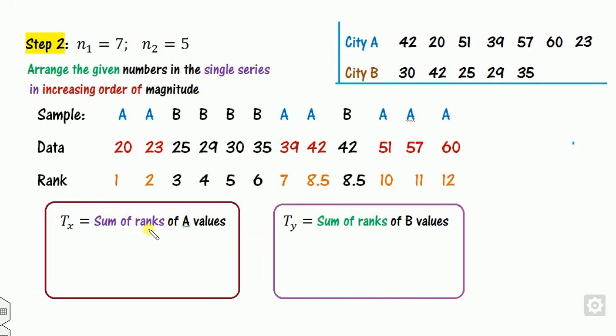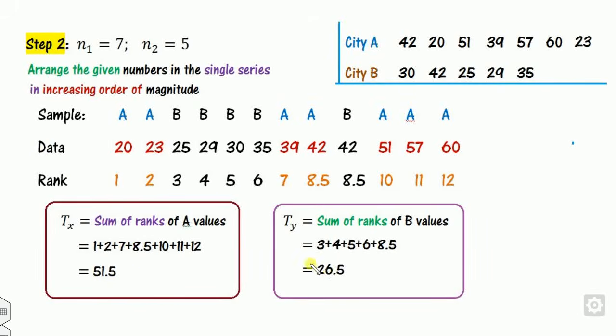Now you can find Tx, the sum of the ranks of a. These are my a values. You add 1 plus 2 plus 7 plus 8.5, all the yellow ones, and this gives 51.5. The sum of the ranks of b, all the black ones, is my Ty. You can also check that Tx plus Ty satisfy this relation.